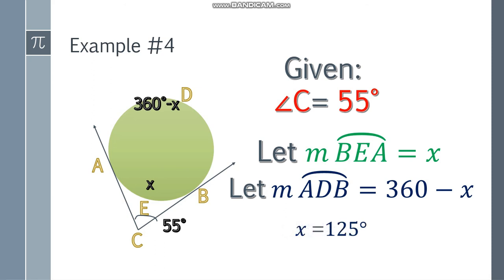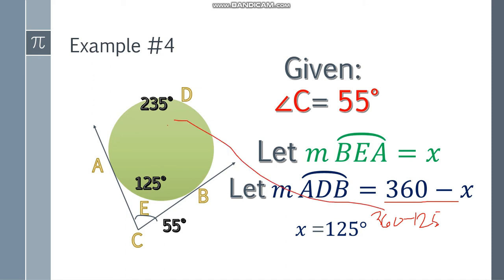So I'll just change the position. I'm more comfortable seeing x at the left side. So x is equal to 125 degrees. To find the larger arc, 360 minus x, 360 minus 125, and you will get an answer of 235 degrees. So we already know the larger arc and the smaller arc.